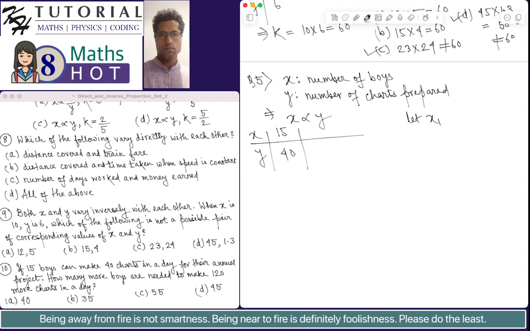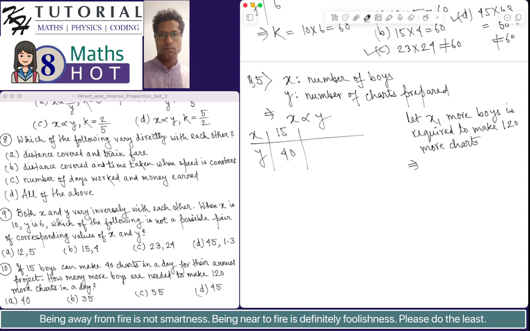Similarly, whenever you are using some unknown, assuming some variable to represent the value of the quantity y, use the naming convention of y1, y2, y3, etc. So let x1 more students, more boys, be required to make 120 more charts. We are assuming this.